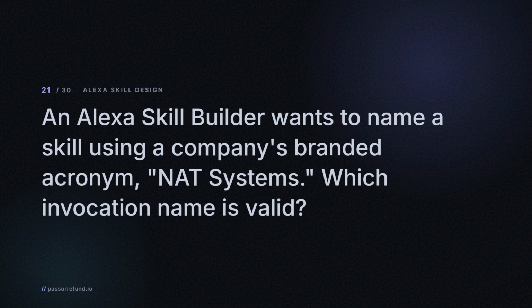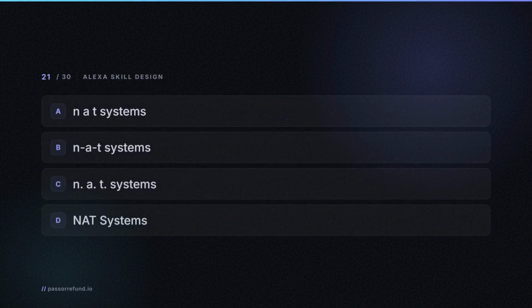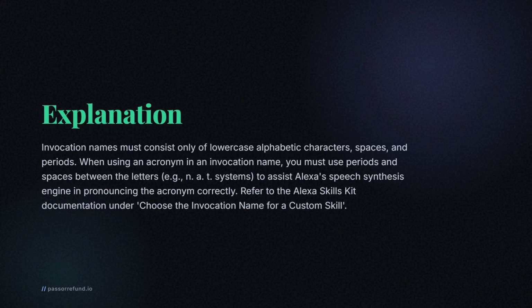Now, consider this. An Alexa skill builder wants to name a skill using a company's branded acronym and AT systems. Which invocation name is valid? I'd go with C. Invocation names can only have lowercase letters, spaces, and periods.